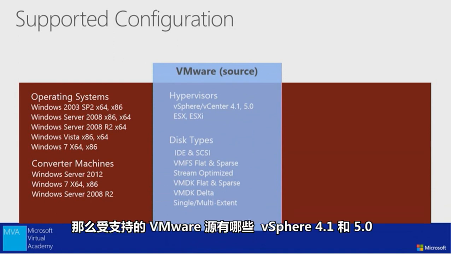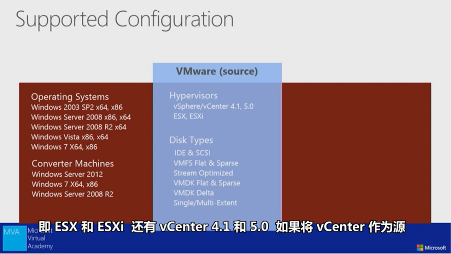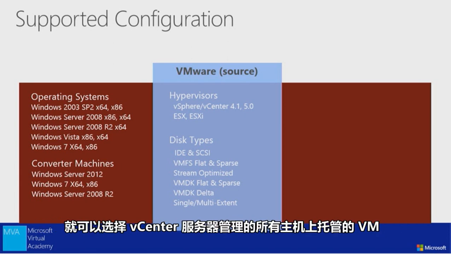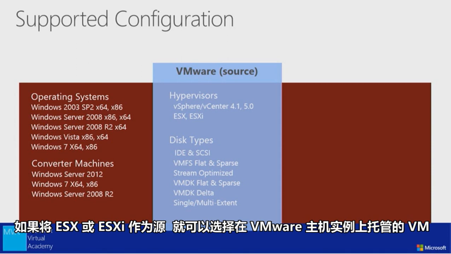What are the VMware sources that are supported? vSphere 4.1 and 5.0, which is ESX and ESXi, and vCenter 4.1 and 5.0. So if you target vCenter, you basically get to pick VMs that are hosted on all of the hosts managed by that vCenter server. If you target ESX or ESXi, you get to pick VMs that are hosted on that VMware host instance.